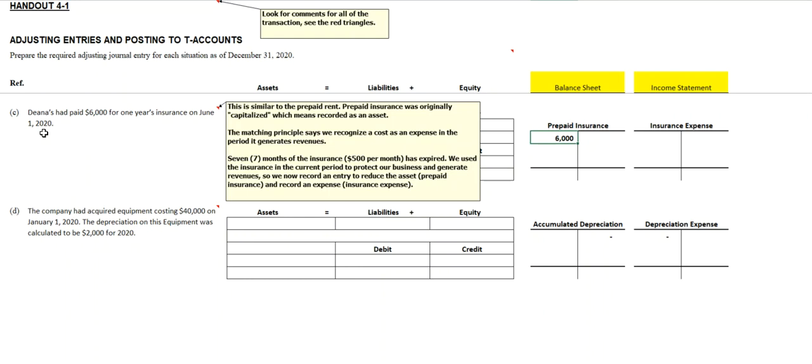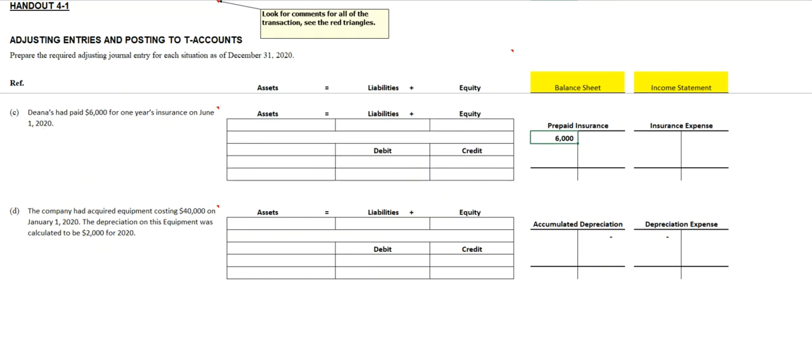So we've had insurance coverage for the last 7 months. So 7 months of insurance has expired. $6,000 for a year means $500 a month. So we now need to record 7 months worth of insurance expense. So $3,500 in insurance expense and reduce our prepaid insurance by that same $3,500.